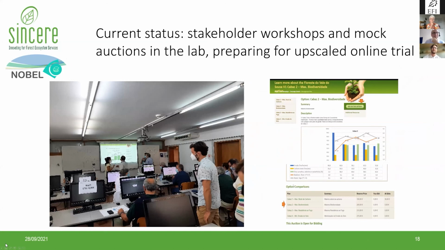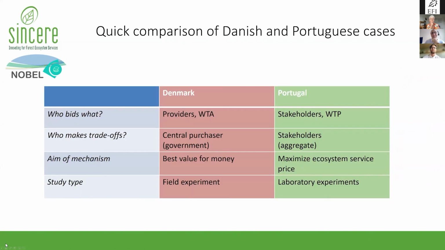And in the last slide, just to wrap up by comparing these two cases in this presentation, in Denmark, in the reverse auction, the landowners competed to offer services to the government at the lowest price. So the tool is designed to get the best value for the money. And in choosing which bids are best, the government is making trade-offs.